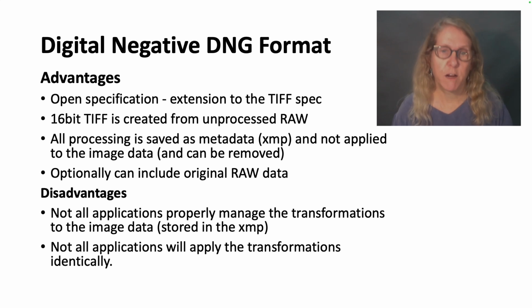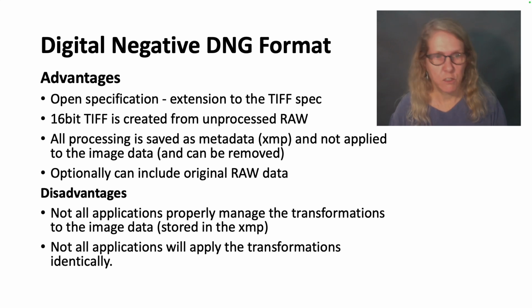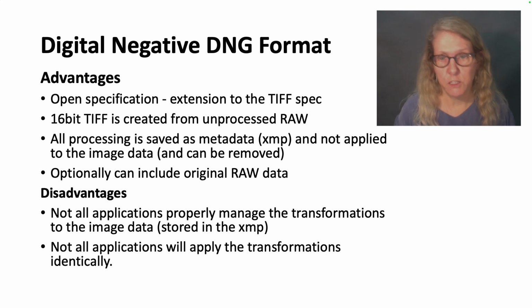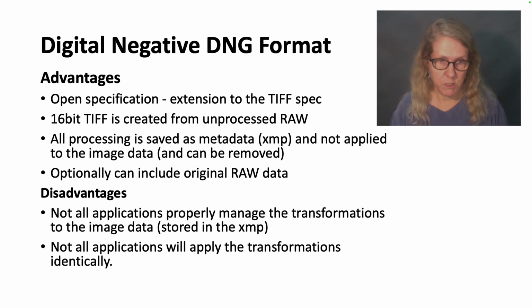And then any modifications you might want to make, such as color management, lens corrections, distortion correction, all that kind of stuff, none of that is actually applied to the image data. Instead, it is stored as metadata, and that metadata is in a format called XMP. So you have a record of everything that has been done to the file, and you can open a DNG and back out some changes and add in other changes to the image data.